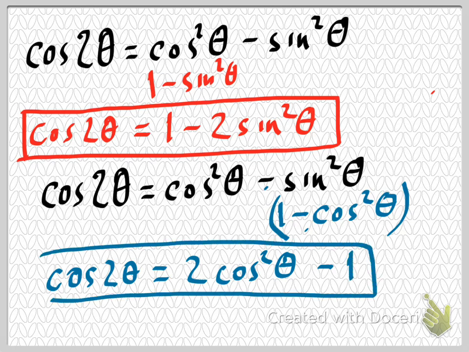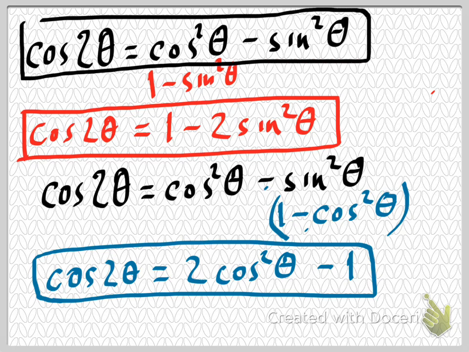So the cosine double angle formula is a little bit special in that it actually has 3 different versions. You have your basic one, cosine squared minus sine squared, but then you also have these other 2 versions. One of them only uses the sine function, and the other only uses the cosine function. So they have a little advantage in that you don't need as much information to use these alternative versions.